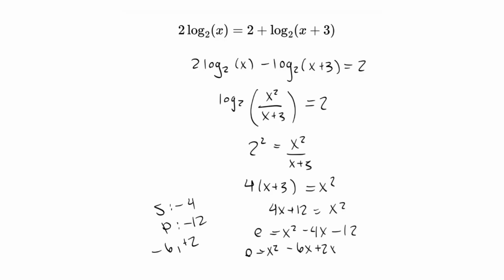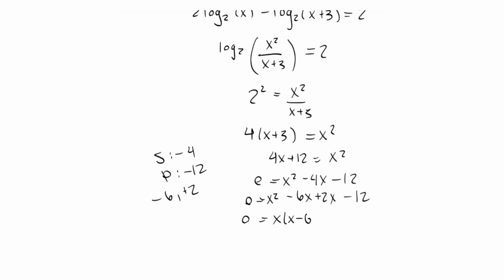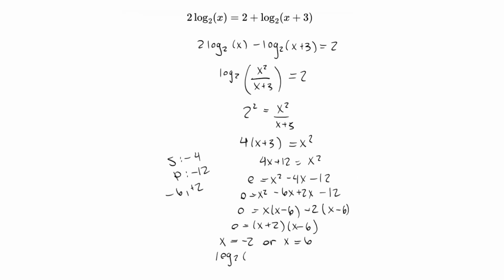Now I'm speeding this up. Right here, we're simply doing sum product, and when we do that, we obtain x minus 6 times x plus 2. So x is equal to negative 2 or x is equal to 6. Now, if we plug in negative 2, we see that we get log of negative 2, which doesn't exist. So naturally, x equals 6 is going to work, and it's going to work with our domain because we're just going to get positive values.